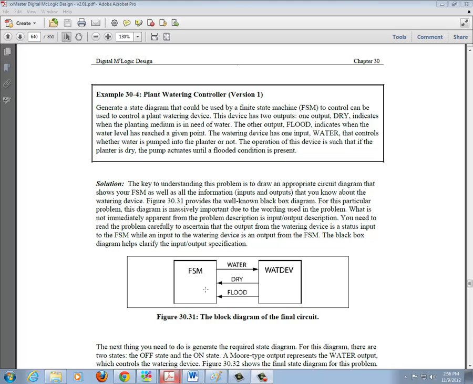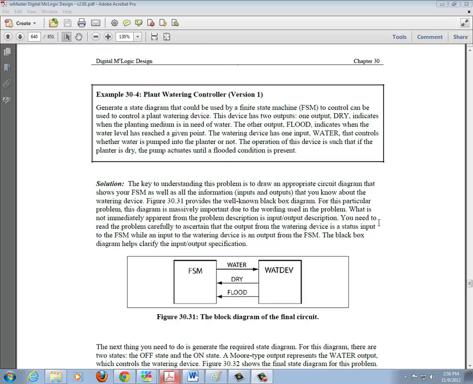Okay, so we've drawn now our black box diagram. That was step 2. Step 3 is to draw a legend for our circuit. So I'm going to go ahead and design a Moore circuit because I find designing Moores just to be more intuitive. Sometimes Mealys might make more sense, so you just need to decide what works for you. So I know that I'm going to have an output, water, and two inputs, dry and flood, and I'm going to have a bunch of states.